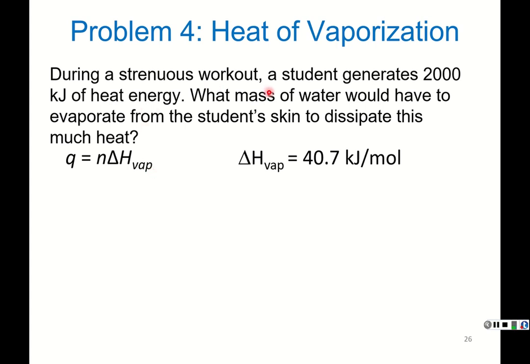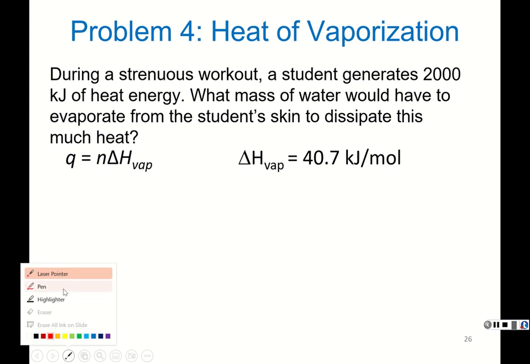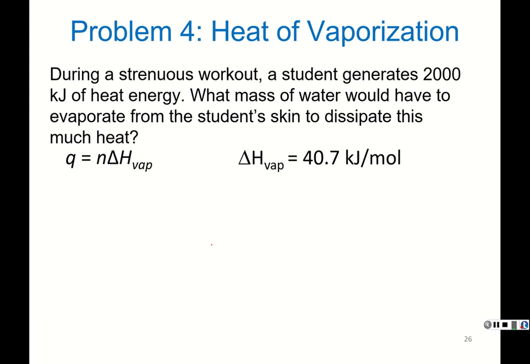During a strenuous workout, a student generates 2,000 kilojoules of heat energy. What mass of water would have to evaporate from the student's skin to dissipate this much heat? Remember, we have our equation for heat in terms of a phase change: Q, the heat, equals n, the amount, times delta H of vaporization. So think about this one. Try to work through it, and we can answer it together.